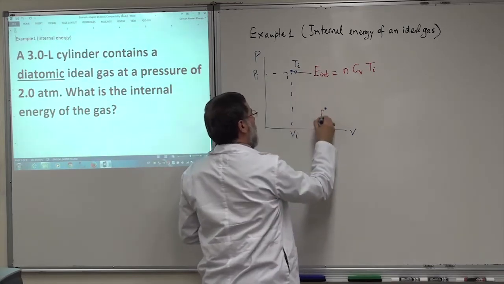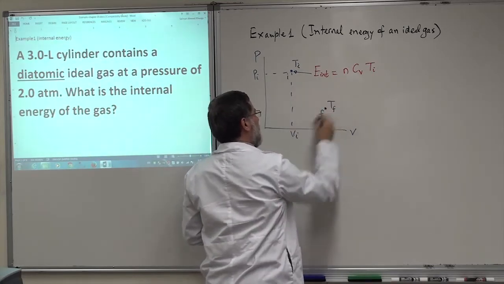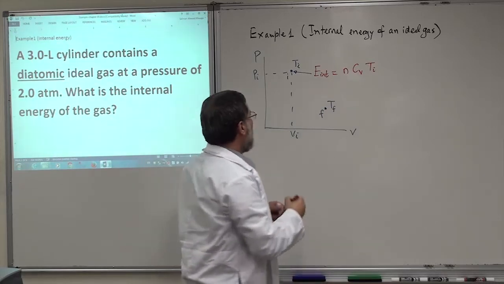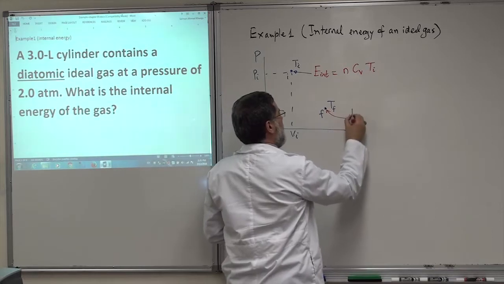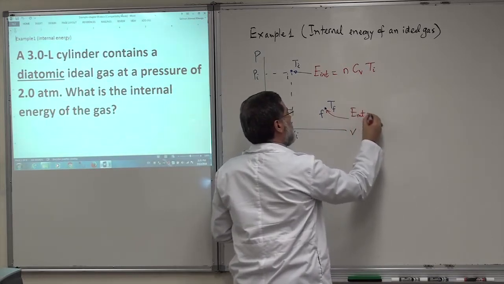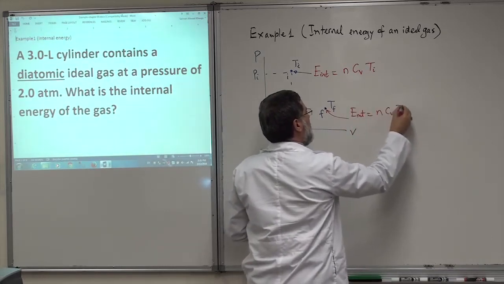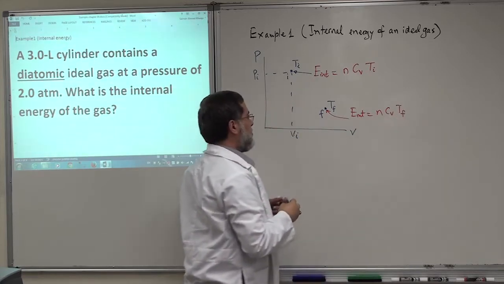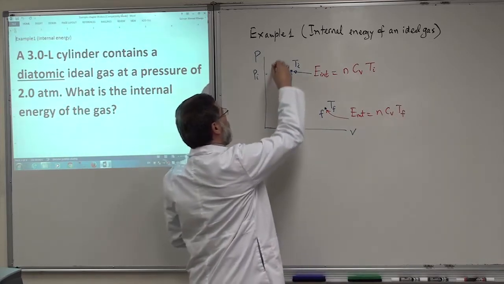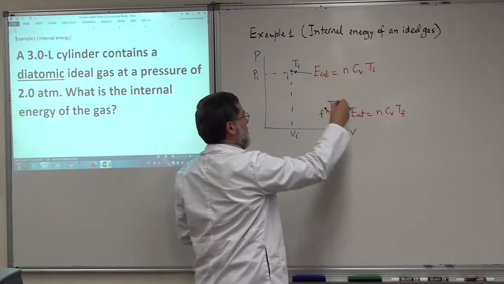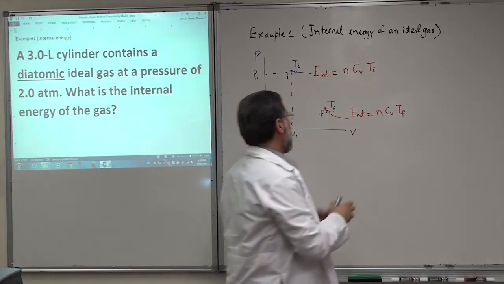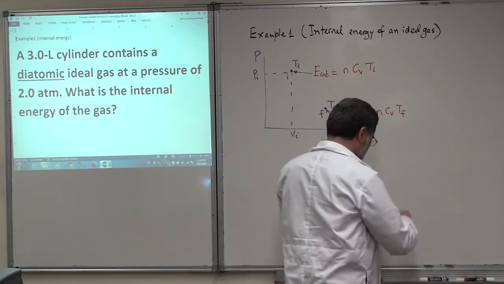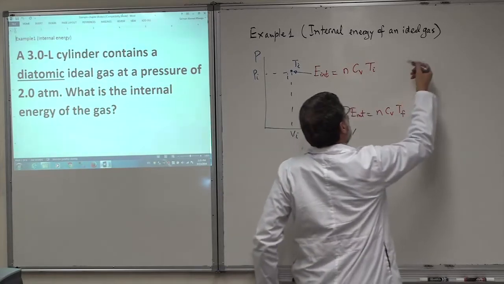If you go to another state here, this is the final state. Also, it has a temperature, let's call it T final, and the gas has an internal energy in this state. I call it E internal also. So it's n C_V T final. So as you go from one state to another state, the internal energy of the gas will change. And C_V has different values depending on whether it is monatomic or diatomic.